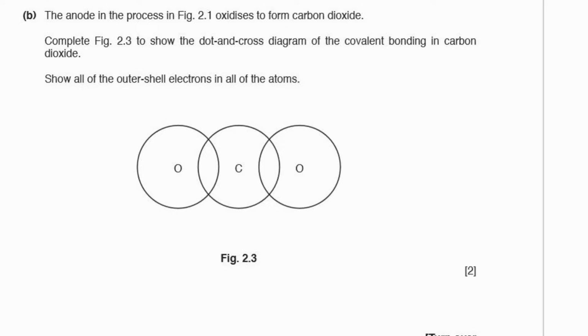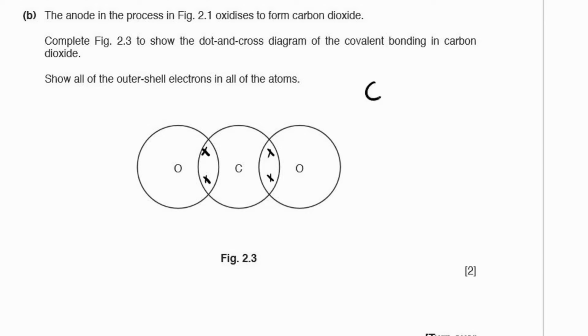Complete figure 2.3 to show the dot and cross diagram of the covalent bonding in carbon dioxide. Show all of the outer shell electrons in all of the atoms. Okay, first of all, remember it doesn't matter which one's a dot and which one's a cross as long as you're consistent. So I'm going to use crosses for carbon. Okay, so carbon has 4 electrons in its outer shell. And all 4 of those electrons have to be involved in the bonding. Okay, so we have 2 electrons with each oxygen.